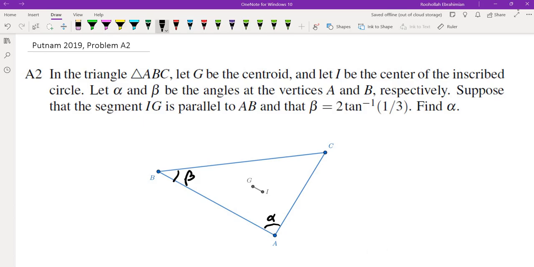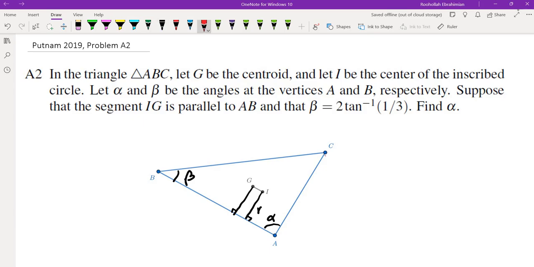So the first thing is I'm going to find the distance from I to the side AB and the distance from G to the side AB. So what is the distance from I to the side AB? That is the inradius.